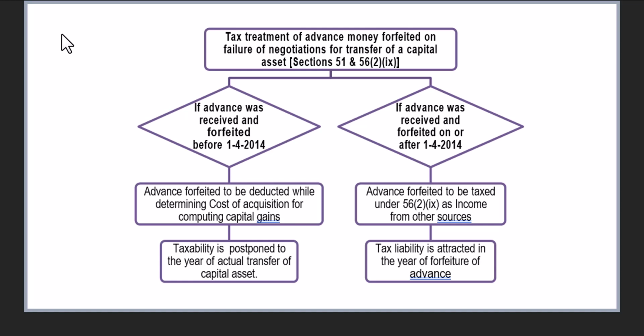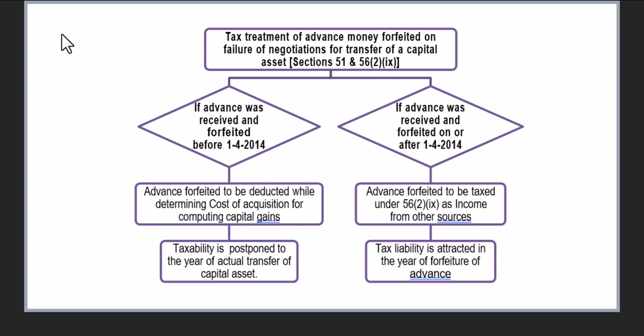Now, there are two treatments when you receive the advance money. The first case is where the advance was received and forfeited before 1st of April 2014, and the second case is where the advance was received and forfeited on or after 1st April 2014. As per income tax purposes, there are two treatments, depending on whether the advance was received before or after 1st April 2014.